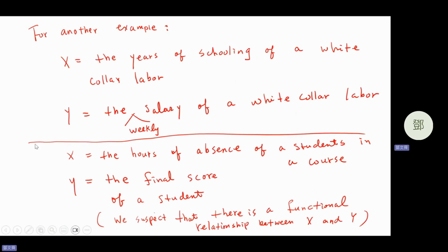Okay. There are other examples. For example, X is the years of schooling of a white collar laborer, and Y is the weekly salary of a white collar laborer. The more you go to school, the more you learn. Another example: X is the hours of absence of a student in a course, and Y is the final exam score of the student. And we suspect that there is a functional relationship between X and Y.